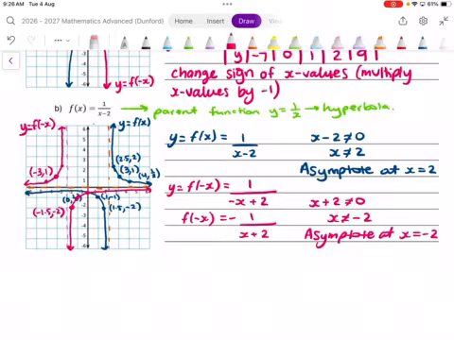Okay, I believe there is another page, is that correct? Yes. I think we're putting it all together now.